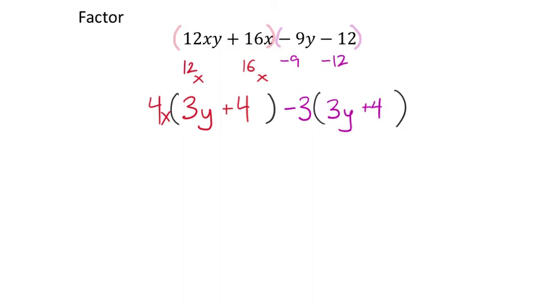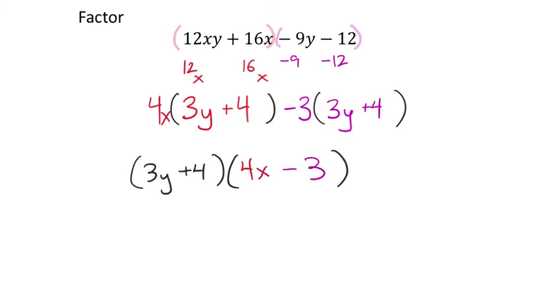And that's actually what I'm going to factor out. So I'm going to take that 3y plus 4, and I'm going to factor it out. What was left over? From the first term, we had 4x, and then a negative 3. Now, just to make sure I don't make the same mistake, 3y plus 4, I don't see any common factors there. 4x minus 3, nothing to factor out there either.